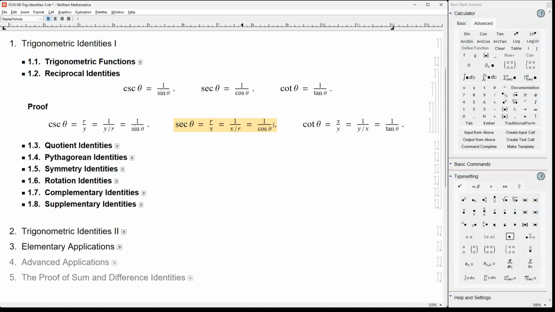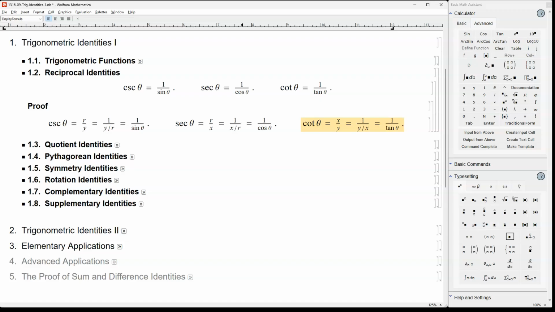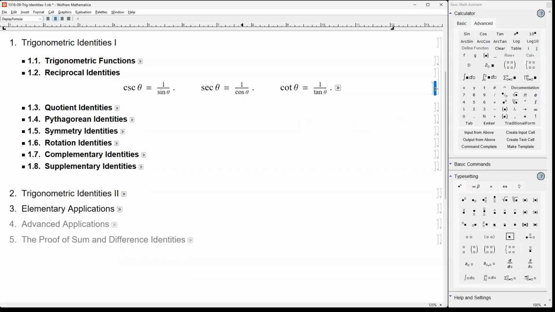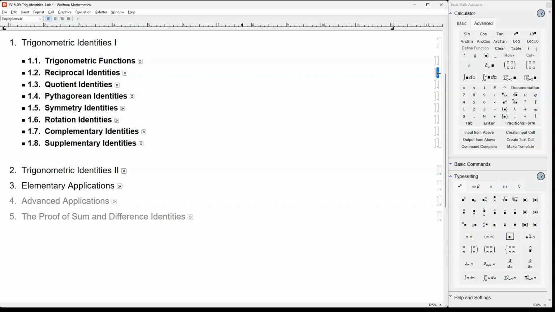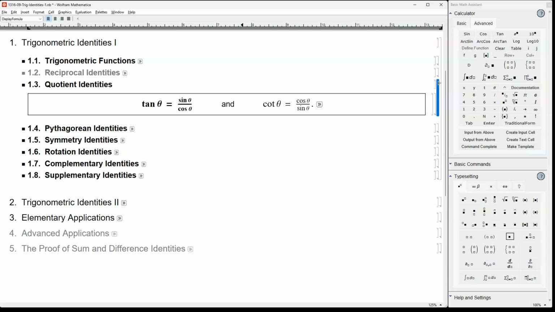Secant is r over x, and cosine is x over r, therefore they're reciprocal, and the same argument applies for cotangent. Now, one over cosecant is sine, one over secant is cosine, one over tangent is cotangent. You can prove those as well using the same processes. But come on, this is a bit too obvious. Now, this one may look obvious, and the proof is really obvious too, but the implication is significant.